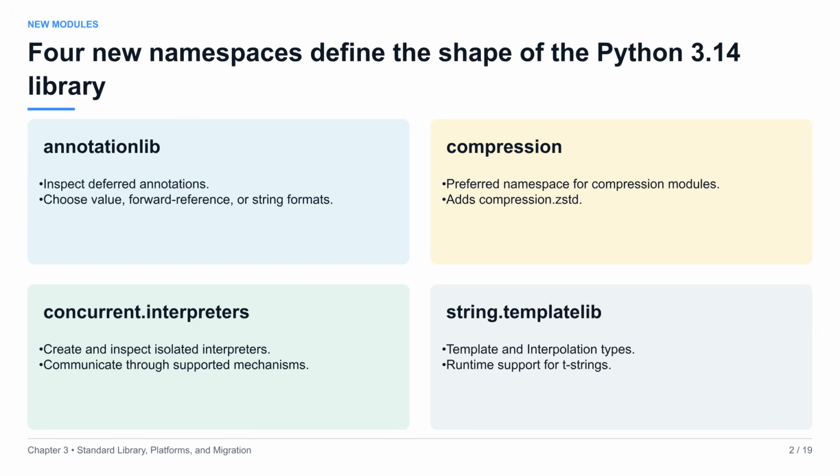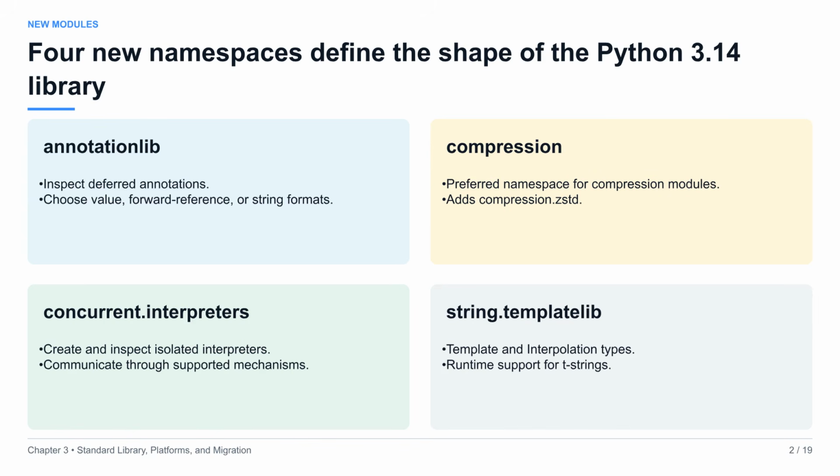Python 3.14 adds 4 important library areas. annotationlib gives runtime consumers a supported interface to deferred annotations. The compression package groups the existing gzip, bz2, lzma, and zlib interfaces under preferred names and adds Zstandard. concurrent.interpreters exposes isolated interpreters to Python code. string.templatelib defines the objects produced by template strings.